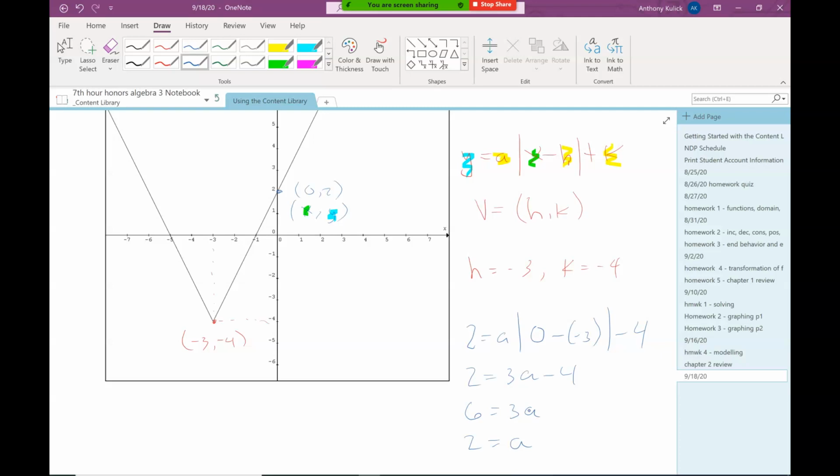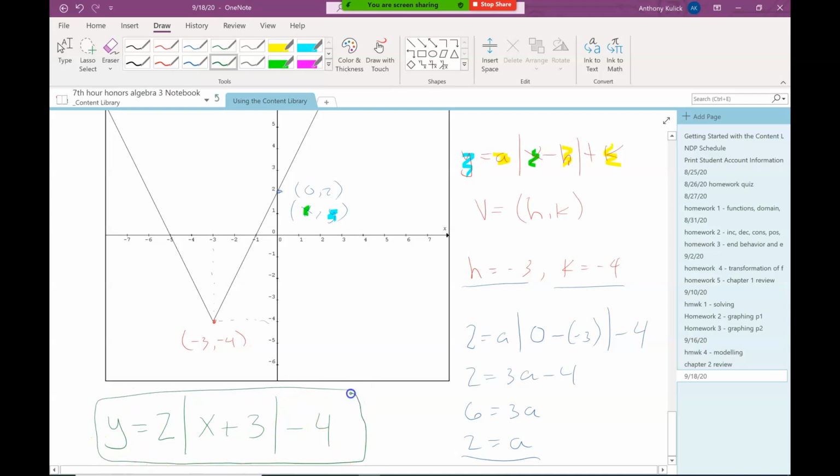Is everybody okay there? So now I have everything I need. I have h, k, and a. So all it's left is for me to put it all together. So y equals a times x minus h plus k. What do you think there? Not too bad, right?